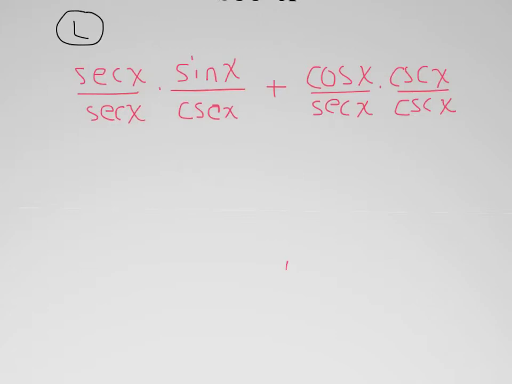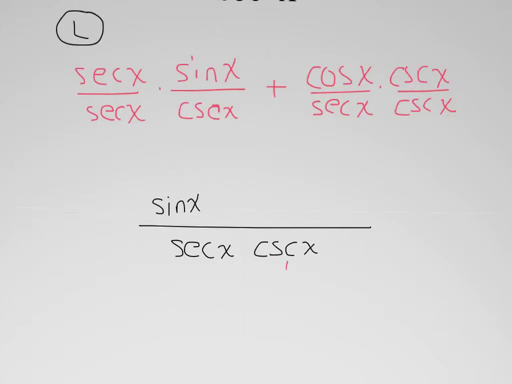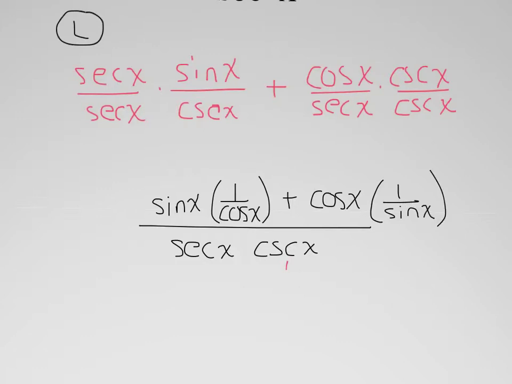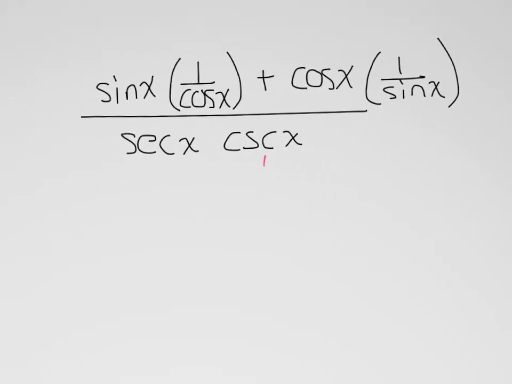Here I'm going to end up with secant over cosecant, and here I have sine. If it helps you, rewrite that secant that I'm going to multiply with that sine as 1 over cosine, plus cosine. Remember I said to express everything in terms of sine and cosine? And here cosecant is 1 over sine. So now I combine the numerators, and I'm going to do the same thing in the denominator too, by the way.